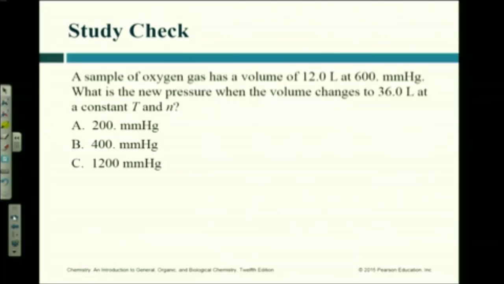What happened? Volume did what? Volume goes up, so the pressure must do what? Go down. Okay, so it's either going to be A or B. All right, how much did the volume go up? It went from 12 to 36, that's a factor of three. 600 divided by three is 200. Did everybody get 200? Yes.